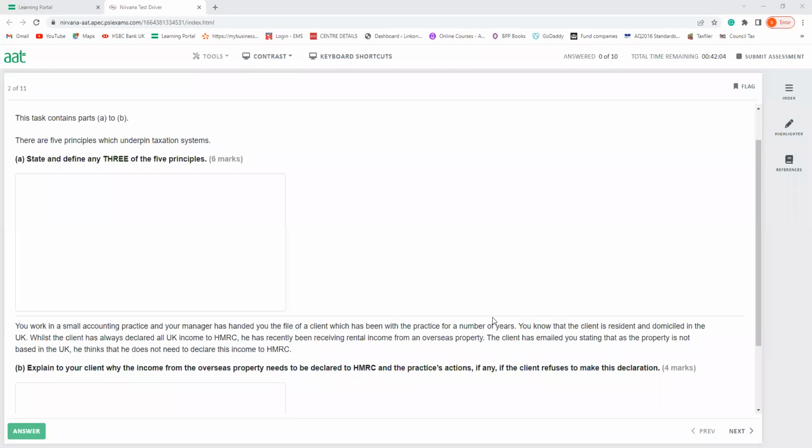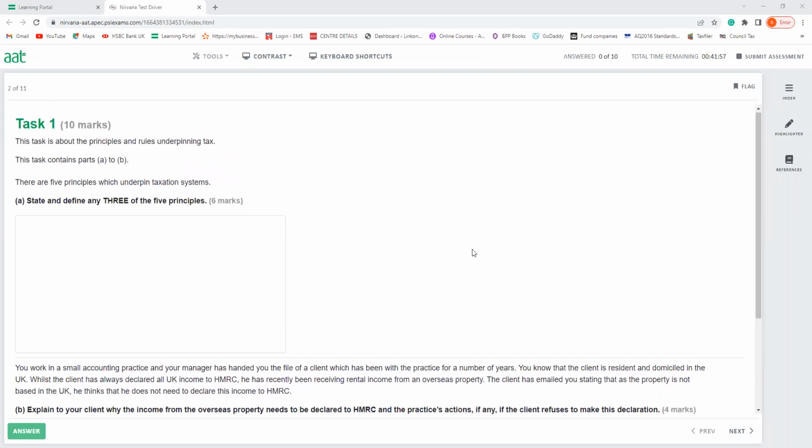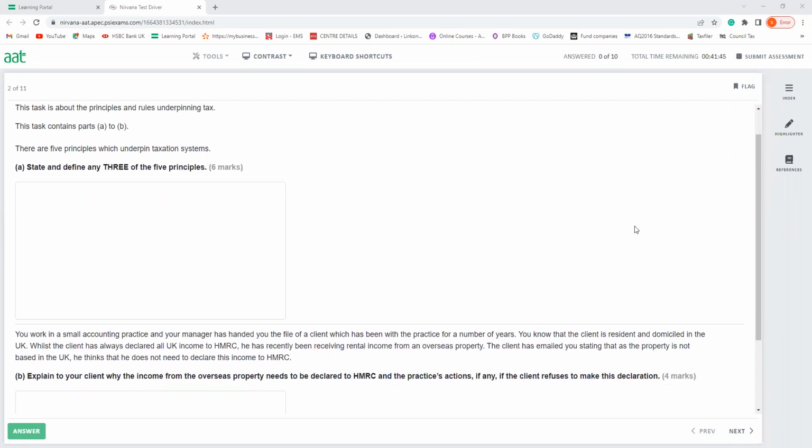Hello, everyone. In this session, we're going to look at one of the practice assessments from the AAT website, and that's for the Financial Accounting 2021 with the AQ22 syllabus. So you're looking at practice assessment 1 from the AAT website, and this is a little bit new.